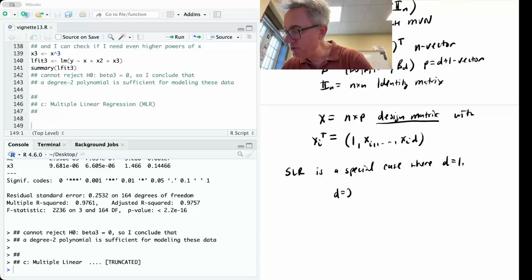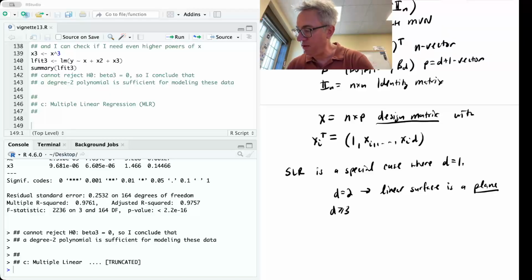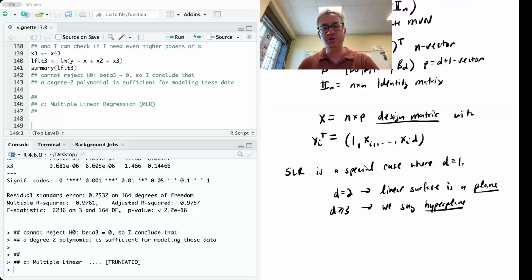When d is equal to 2, the linear surface isn't a line, it's a plane. When d is 3 or bigger, the linear surface is called a hyperplane. So we say hyperplane when d is 3 or bigger. With d equal to 2, you can just about visualize a plane going through some points because you can use perspective in 2 dimensions. But when d is 3 or bigger, you can't visualize this hyperplane, so you have to get a bit creative.